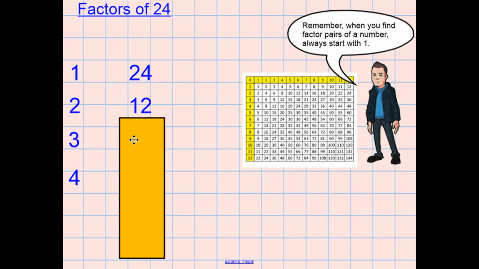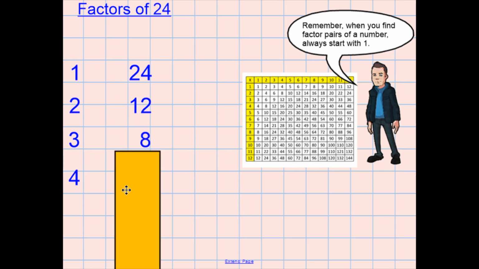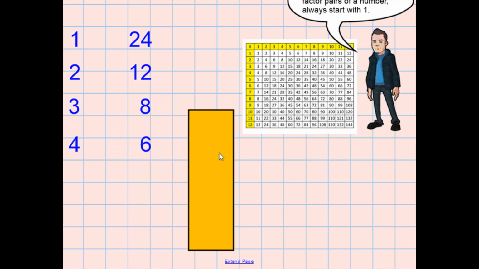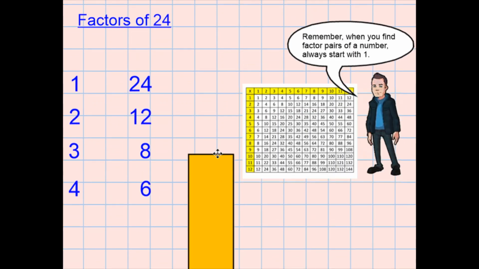What do you think 3 would match with? What's the pair to go with 3? 3 times something. Or how many 3's in 24 if you were to use your division? Yes, well done. That's 8. 3 times 8 is 24. And now 4, we can see, would match with 6. And so the factor pairs of 24 would be these. These are all of the factors of 24.